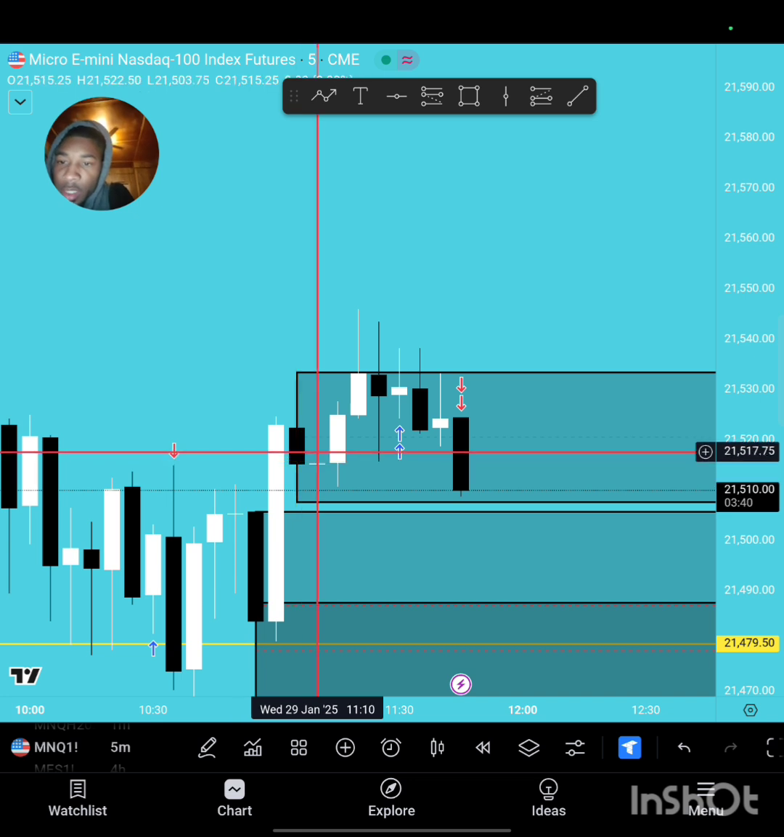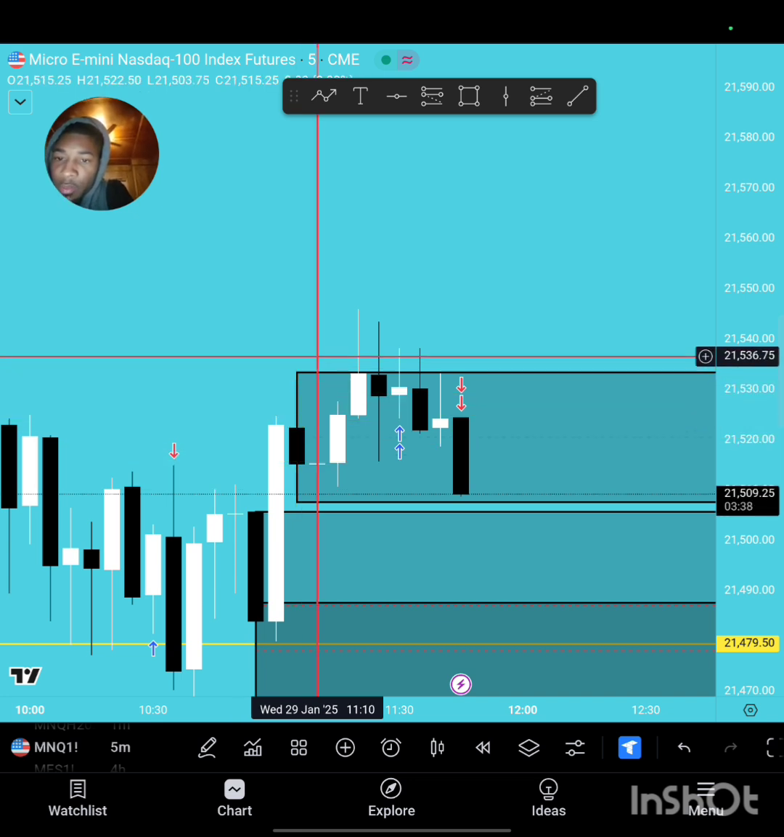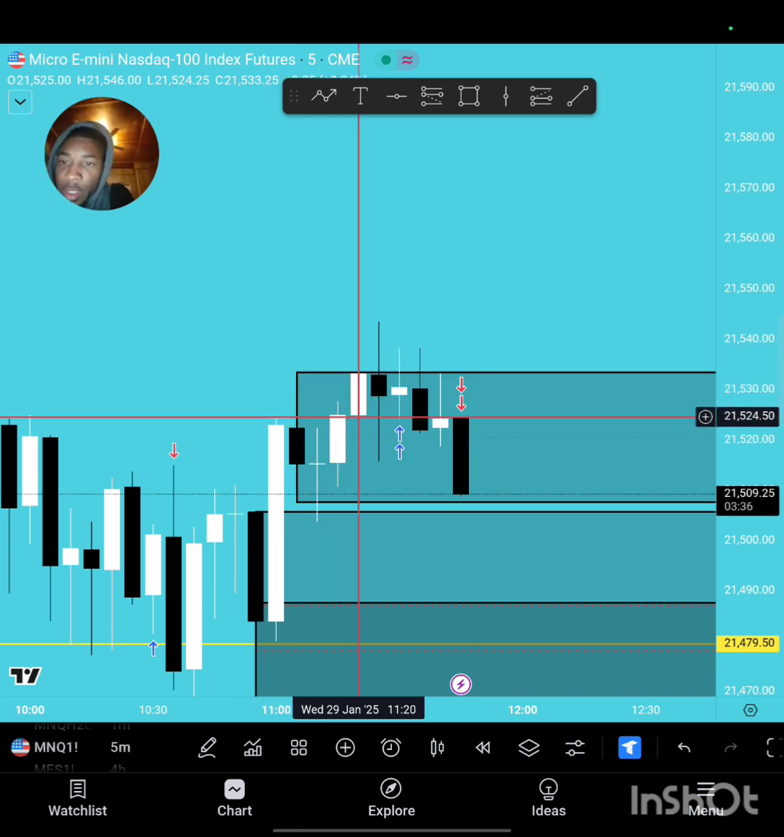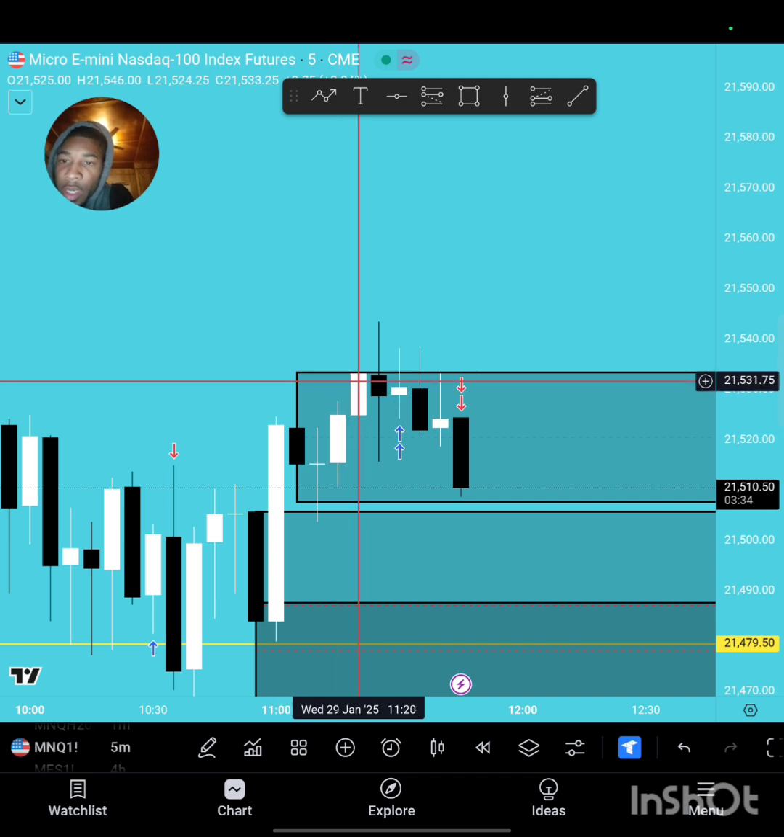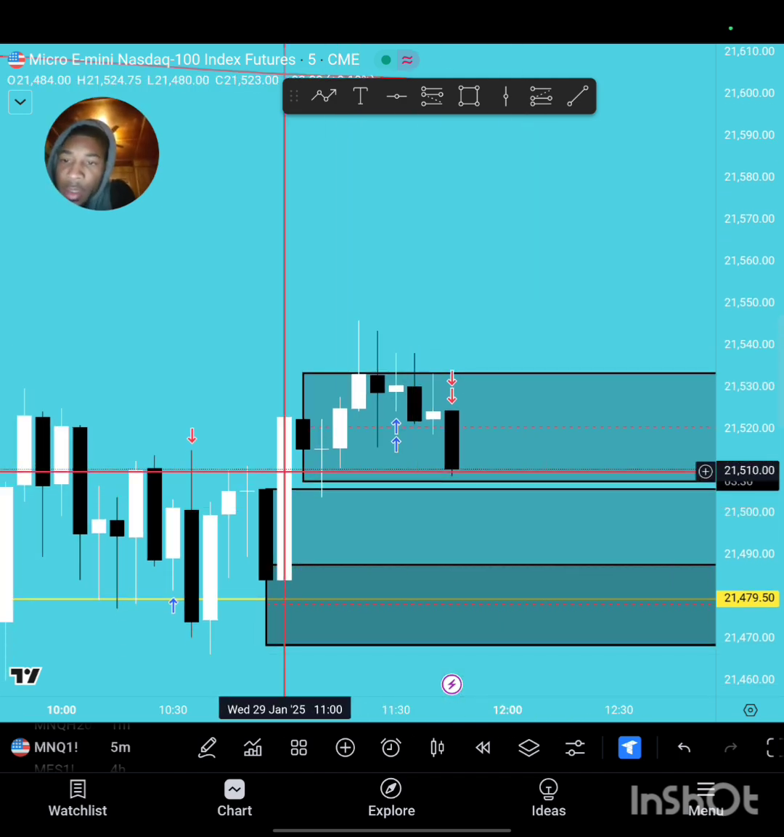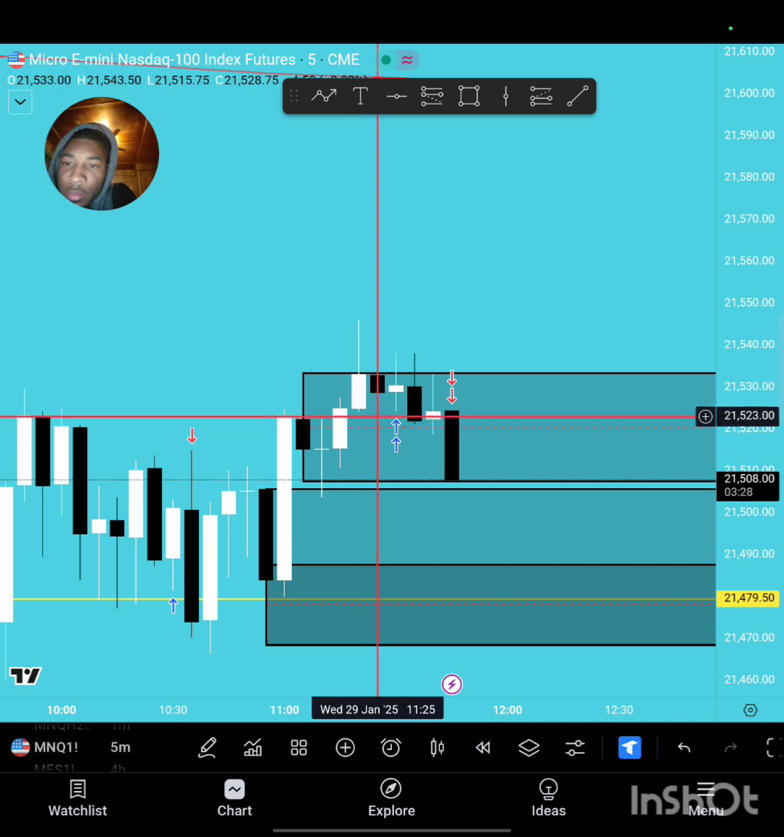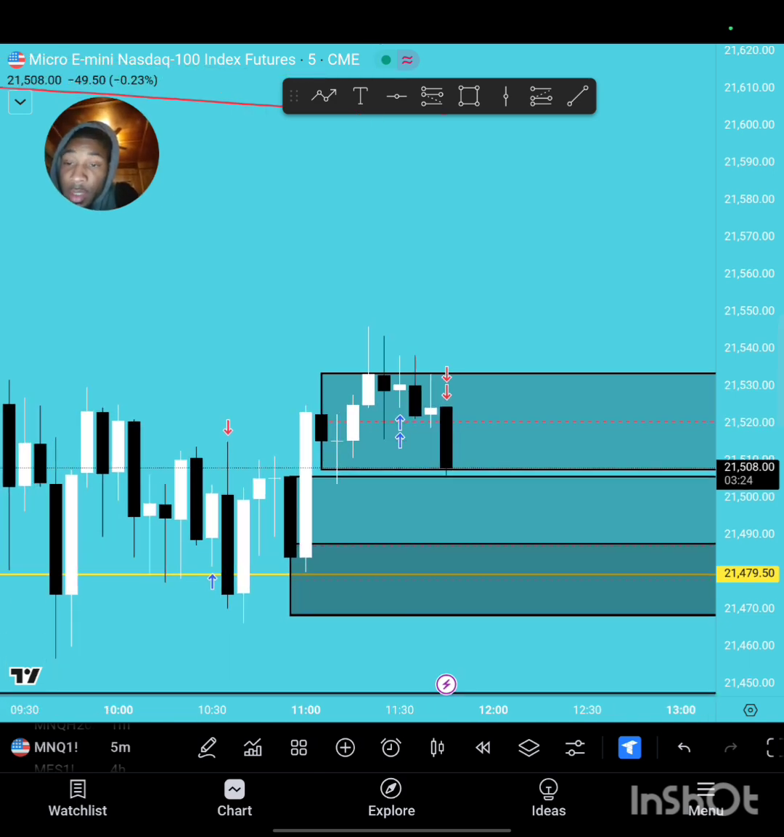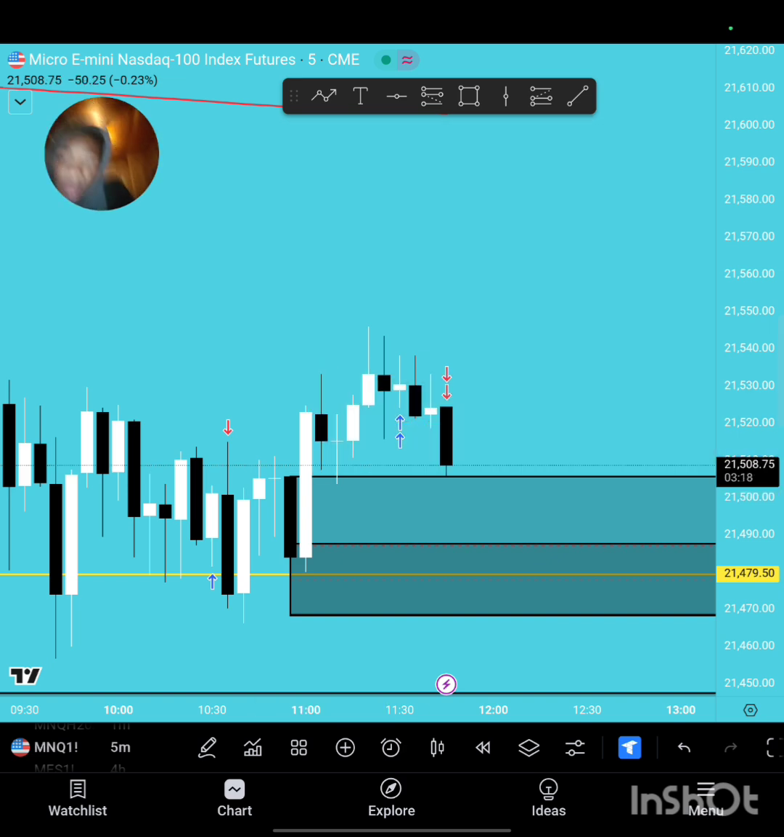Because the second candle is the one that's supposed to go up and then pull back to go higher on like the third or fourth candle or something like that. So that's the thesis to that. And then I didn't do what I was supposed to do. Basically.